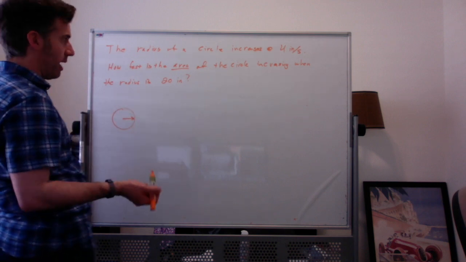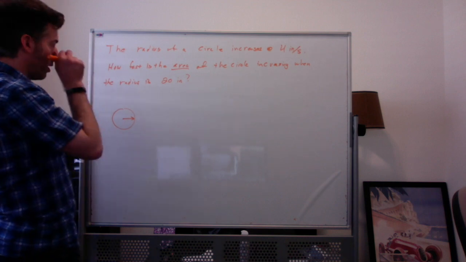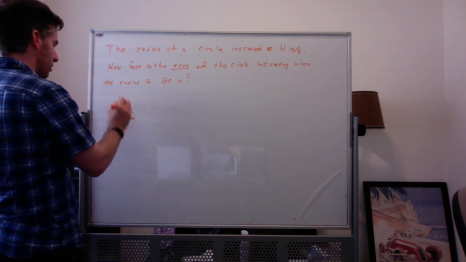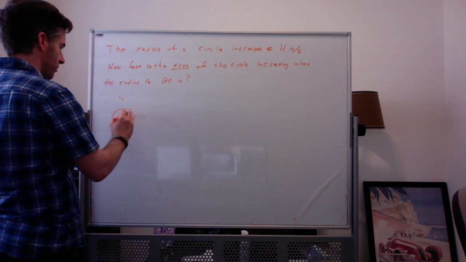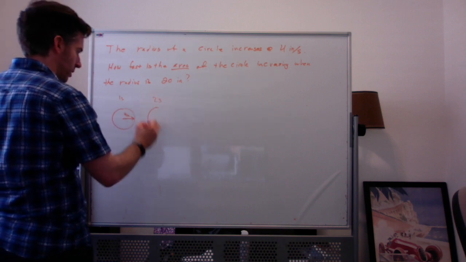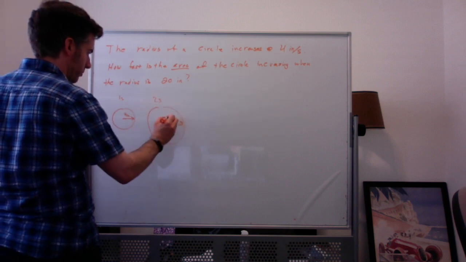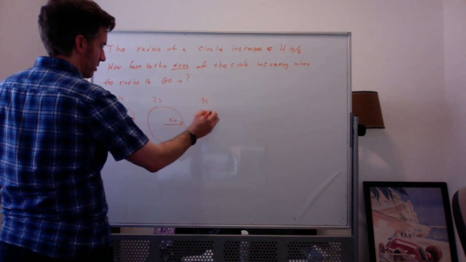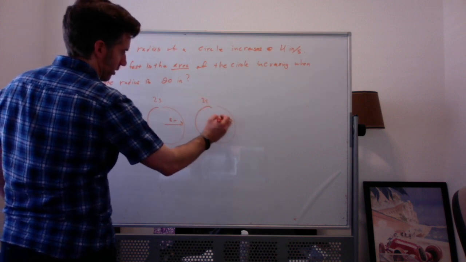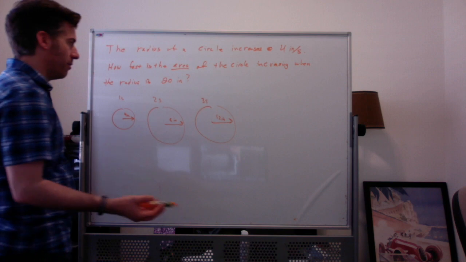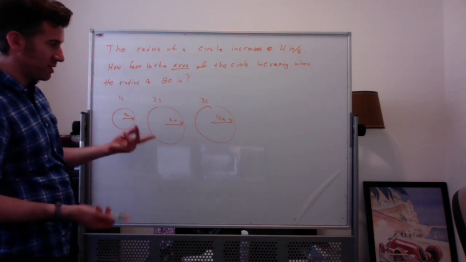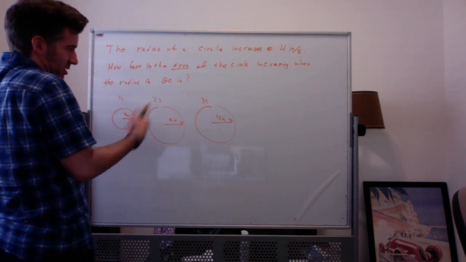So maybe after 1 second, the radius is 4 inches. After 2 seconds, the radius is 8 inches. After 3 seconds, the radius is 12 inches. I can't really draw it super big, but the area isn't increasing linearly. So the radius is always just increasing by 4.